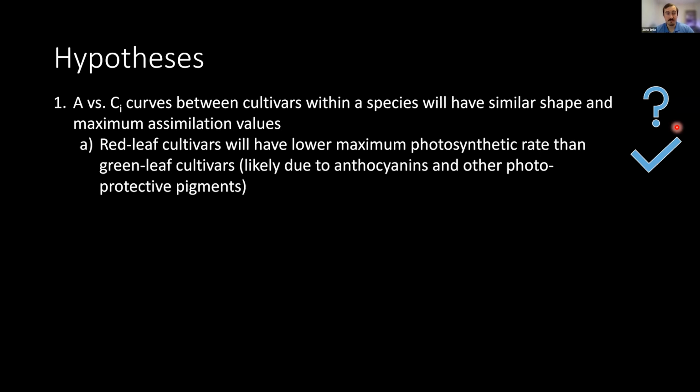We did find true that the red leaf cultivars are typically going to have a lower maximum photosynthetic rate than the green leaf cultivars within a species. We suspect, obviously, this is due to the anthocyanins and photoprotective pigments, but there could be other things happening here. But from the literature, this seems pretty typical for red leaf cultivars versus green leaf cultivars within a species.